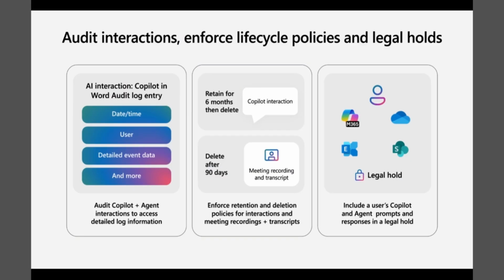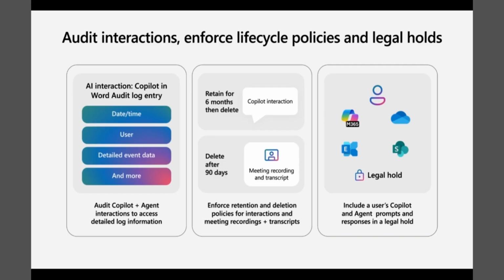So we can audit interactions, we can enforce lifecycle policies, and we also have access to legal holds. In the first column here, what you're seeing is the AI interaction, so a Copilot in Word audit entry. We see in the audit log the date, time, user, detailed event data, and more. So we can audit these Copilot interactions to assess more detailed log information. In the center column, we can enforce retention and deletion policies for both interactions and meeting recordings and transcripts. This means that maybe I want to keep those Copilot interactions for 6 months and then I want to purge them.